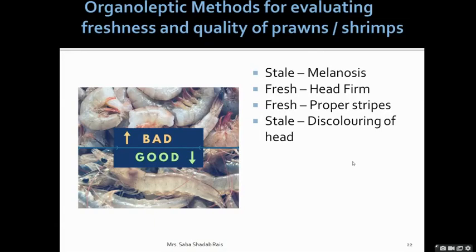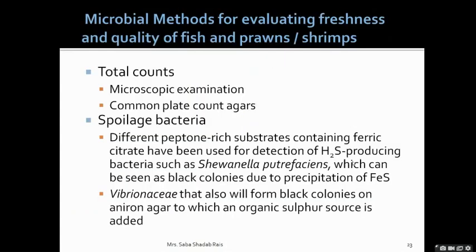Now see, the organoleptic test is a sensory test, so that is insufficient. So what are the non-sensory methods? The first is the microbial method of evaluation. Now, why is the microbial method required? First of all, we must know why there is a need for microbial testing, because the most important threat to the fish is microbial spoilage.